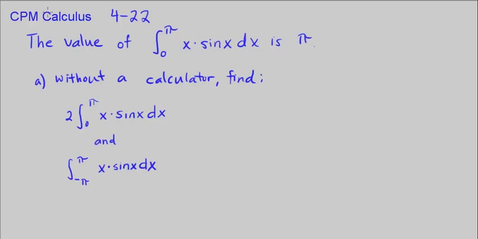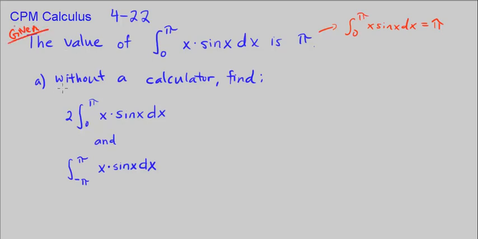This is CPM Calculus Chapter 4, number 22. So we're given the value of the integral from 0 to pi of x times sine of x dx equals pi. So this can also be written as the integral from 0 to pi x sine x dx equals pi. So this is what we're given. That's the given in the problem.